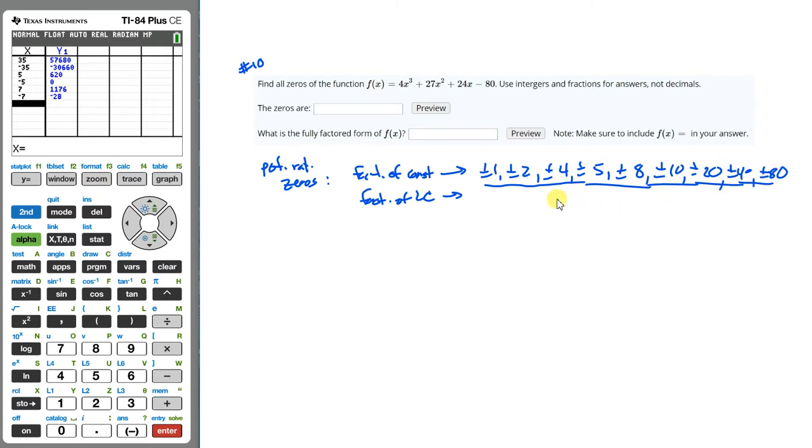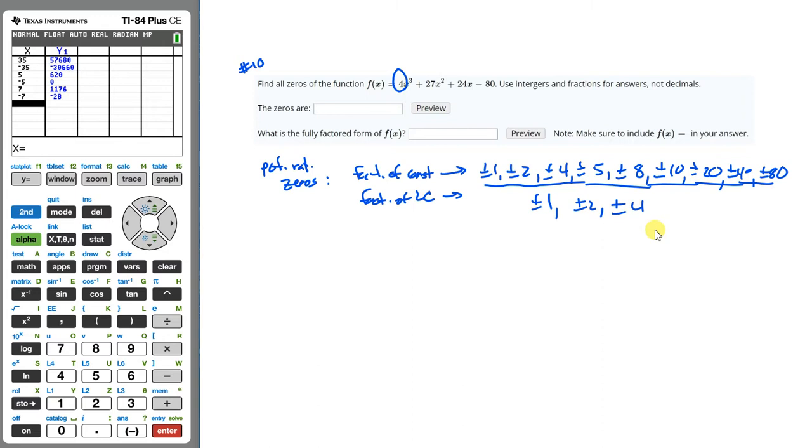And then the bottom is going to be what? Plus or minus 1, plus or minus 2, plus or minus 4, because I'm looking at factors of the 4. So that means I have 1 over 1, 1 over 2, 1 over 4, 2 over 1, 2 over 2, 2 over 4, and so on. Now, some of those will be repeats, and you can eliminate the repeats, but still, it's going to be a ginormous list.